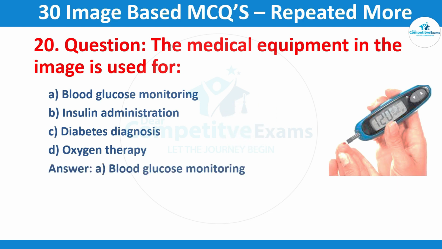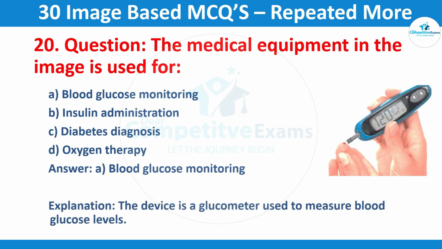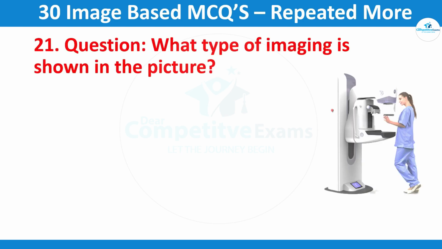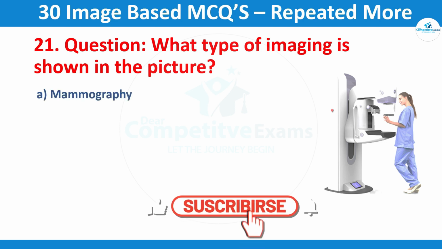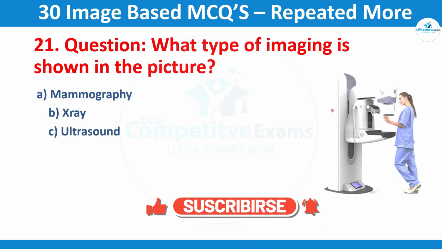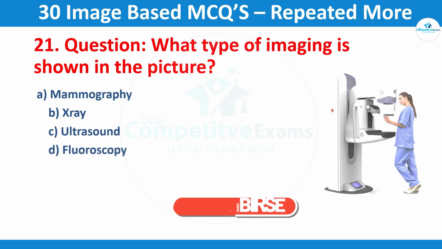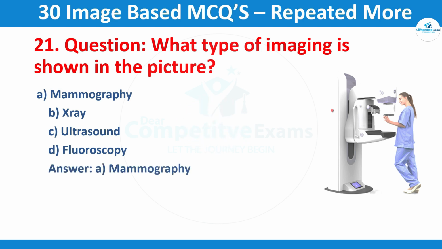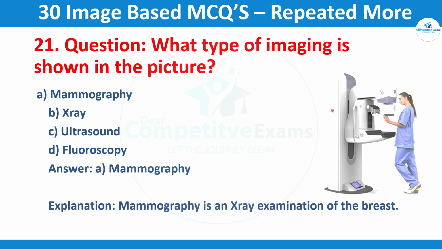Correct answer, blood glucose monitoring. The device is a glucometer used to measure blood glucose levels. Question number 21. What type of imaging is shown in the picture? Options: mammography, X-ray, ultrasound, or fluoroscopy. The right answer, mammography. Mammography is an X-ray examination of the breast.